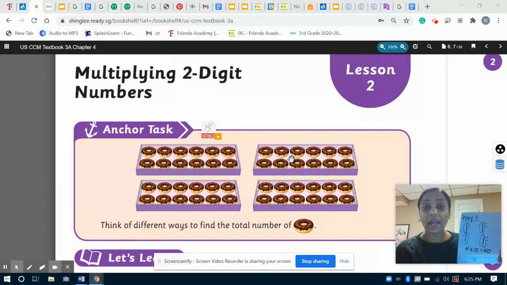Now I have to make sure I count the ones. I don't want to forget the ones. If I look at the ones, I have 1, 2, 3, 4 groups of 2, which is 4 times 2, which is 8. Then all I have to do is take that 40 and 8 and add them together. If I add that together, I get 48. So you could have also used base 10 blocks.